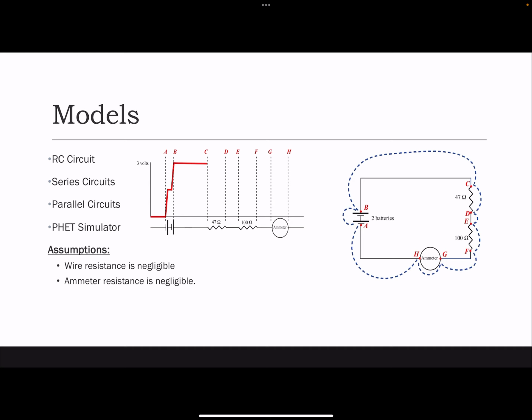The models we'll be using are the RC circuit, the series circuit, parallel circuits, and the PhET simulator. Those are just some pictures of the different circuits that you'll see. The assumptions we used were that there was no wire resistance because we used a computational model, and the ammeter resistance is also negligible.